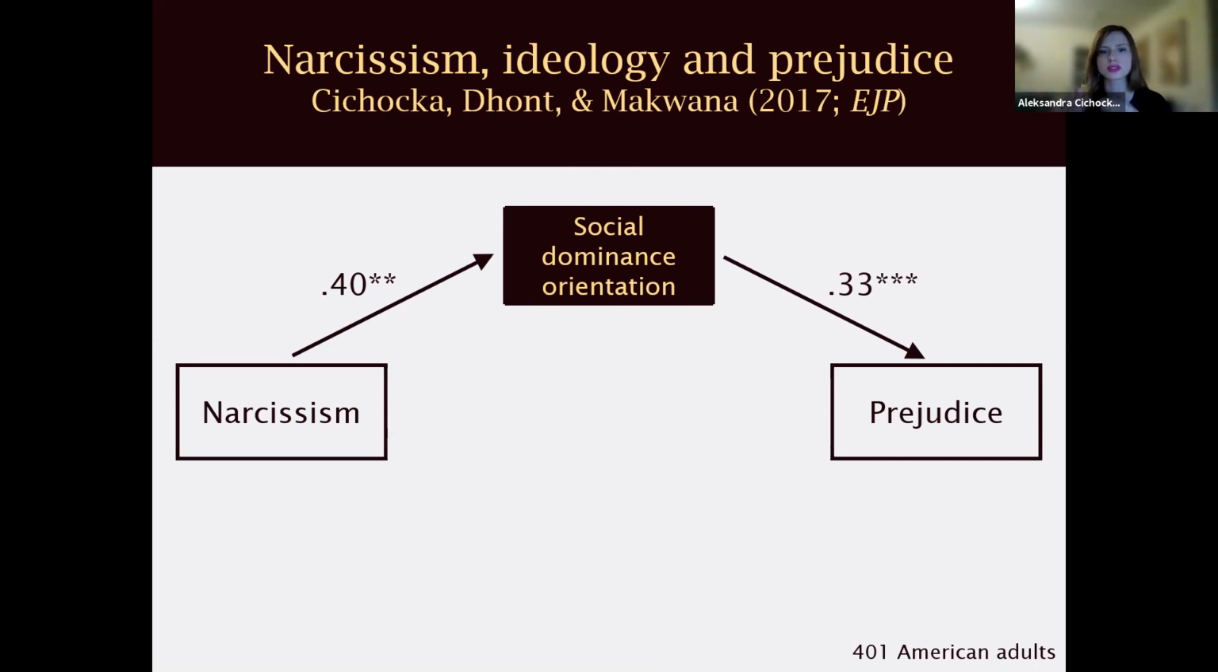In a series of studies conducted in Poland, the US, and the UK, we tested the associations between narcissism, prejudice, and different components of right-wing beliefs. And we found that narcissism was associated with higher social dominance orientation. So the idea that some groups in society are simply better than others and are entitled to dominate over other groups in society.